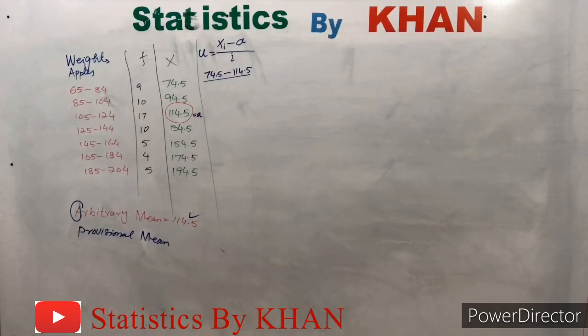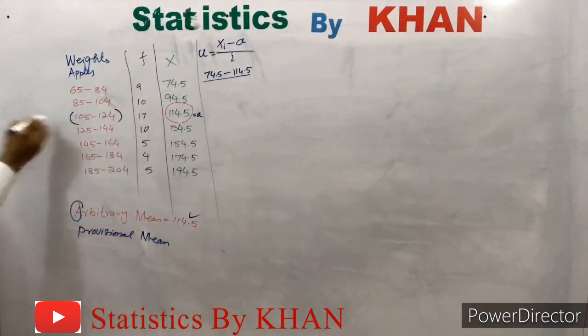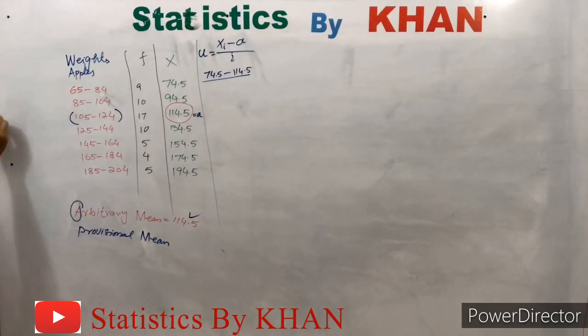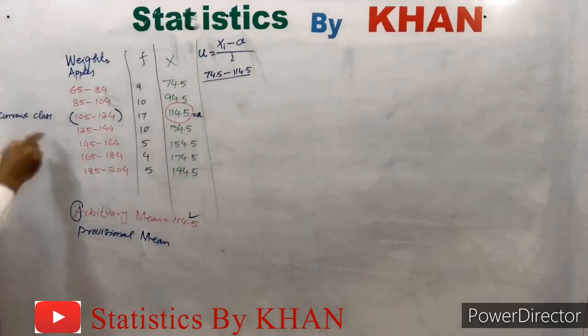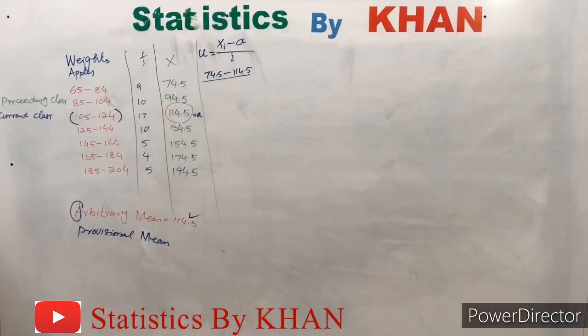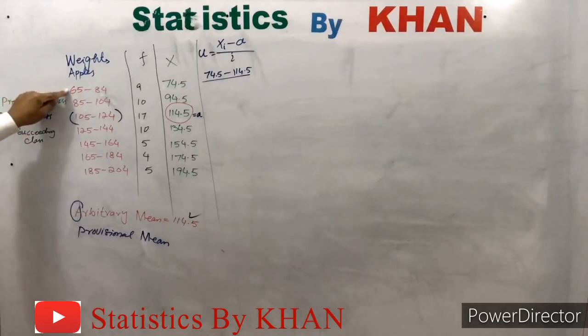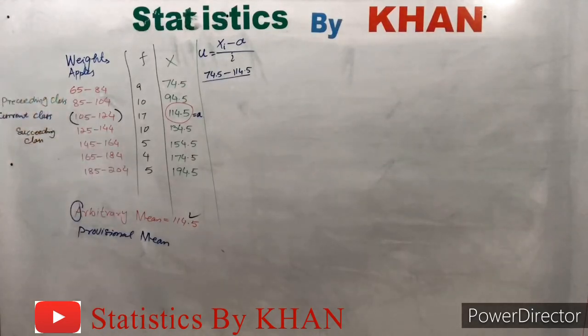Okay. Let's know two more terminologies that will really help us. Suppose we are talking about this class. You can call this class the current class. The class before this is called the preceding class, and the class after the current class is called the succeeding class. So how can we find the class interval? By subtracting the lower class limit of the preceding class from the lower class limit of the succeeding class.